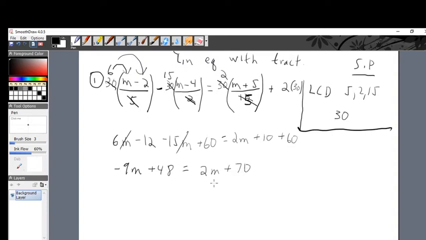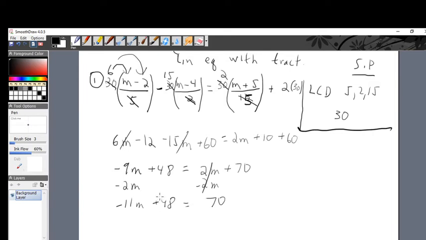All right, so I got m on both sides. Can't have m on both sides. Got to get rid of one of them, so I'm getting rid of the smaller one. Minus 2m on right. If I do minus 2m on right, I got to do minus 2m on left. This is gone. This is negative 11m plus 48 equals what's left on the right-hand side, 70.